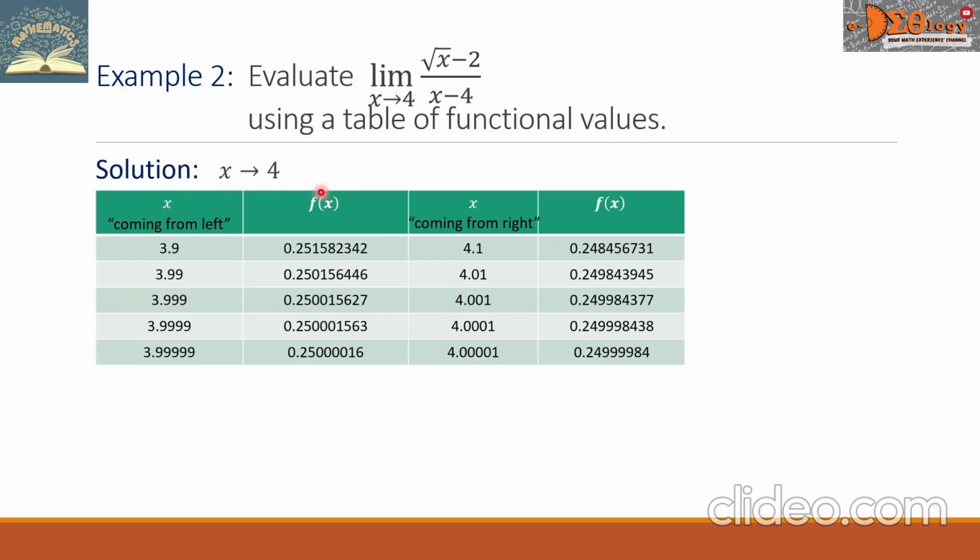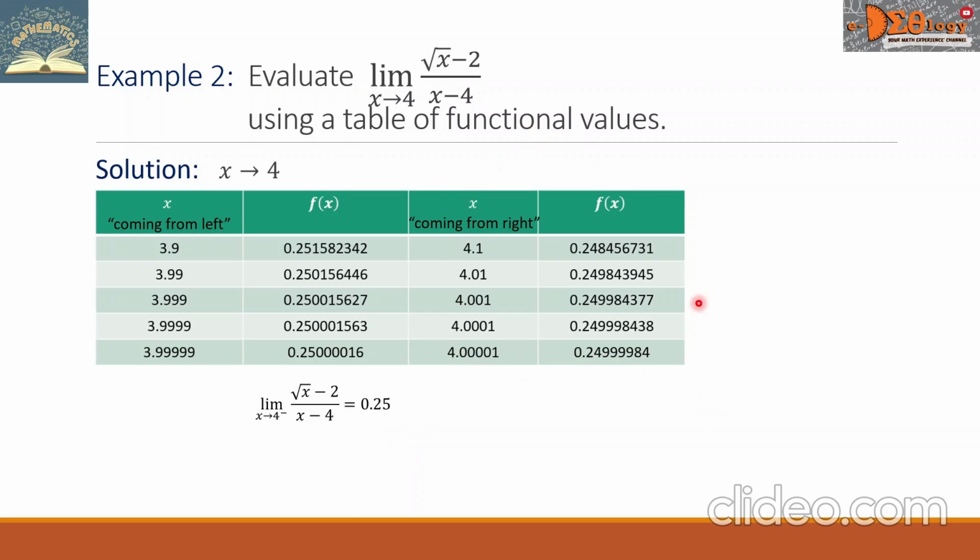Now, for the first pair of x and f of x, we look at the f of x values. We can observe that when x values comes very near to 4 coming from left, the values of f of x will come to the value 0.25. So we can say that the limit of the square root of x minus 2 over x minus 4 as x approaches 4 from the left equals 0.25.